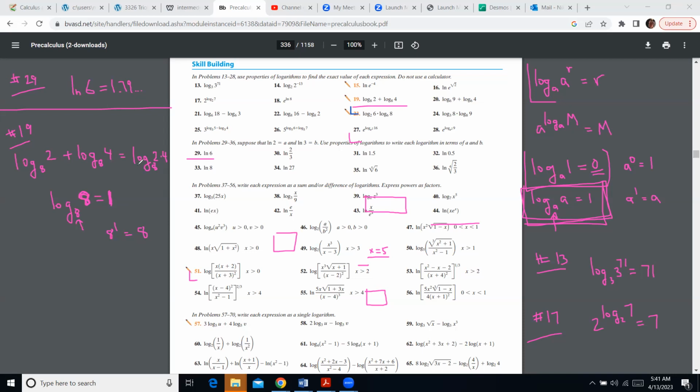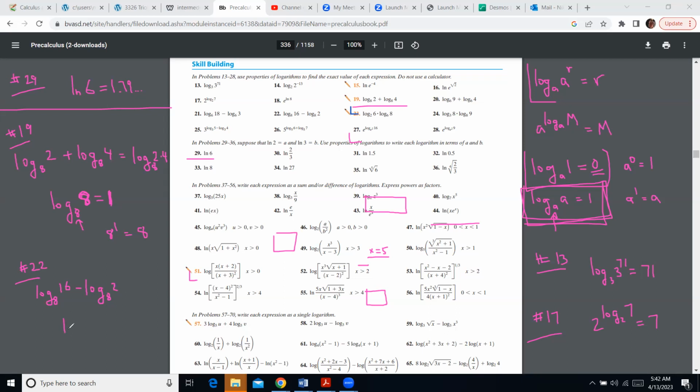So when I add logarithms, I multiply. And when I subtract the logarithms, well, then I divide. And this happens simply because my logarithms are actually powers. So if I multiply two exponents with the same base, all I do is add those powers together. And if I divide them, then I subtract powers.